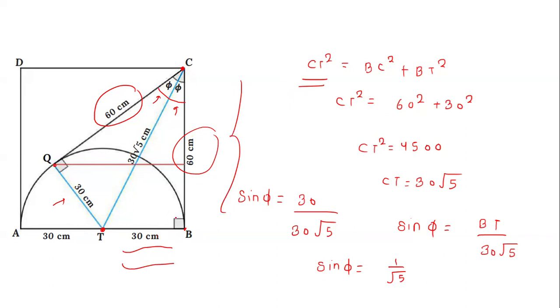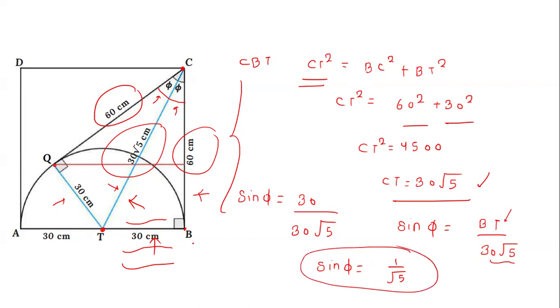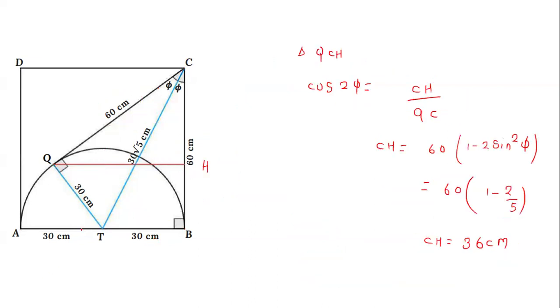So CT square we can write as BC square plus BT square. In the triangle CBT, you can apply the Pythagoras theorem. So this square plus this square is equal to this square. BC we know is 60 and BT we know is 30. So CT will come like, after calculation, 30 root 5 centimeter. And sine phi is the perpendicular over the hypotenuse. So BT we know as 30 and this is 30 root 5. So sine phi value will come like 1 by root 5.